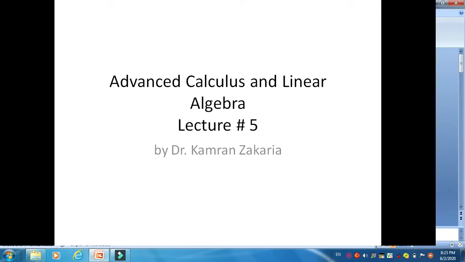Second lemma tells us about inconsistent system. If any system satisfies this condition, that is, rank of coefficient matrix is less than rank of augmented matrix, not equal to number of unknowns, then we may say the system has no solution, or the system is inconsistent.